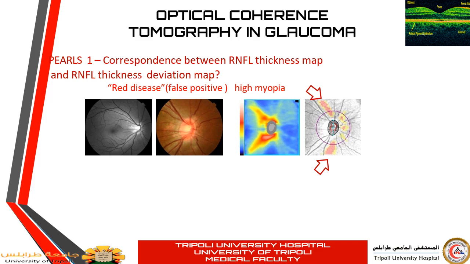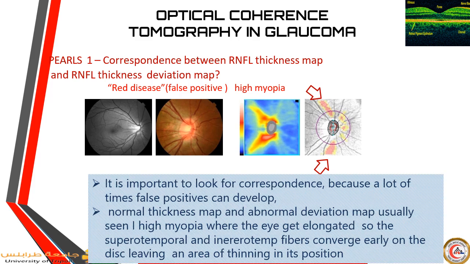What I mean by red disease is that the map shows you redness, suggesting a disease, but actually your patient is normal. This is peculiar to cases of high myopia. So you should take care when you interpret the map of a patient with high myopia, and you should introduce the refraction properly in the machine. And you can note this discrepancy between the thickness map and the deviation map. So when you find such an artifact, you should repeat your OCT.